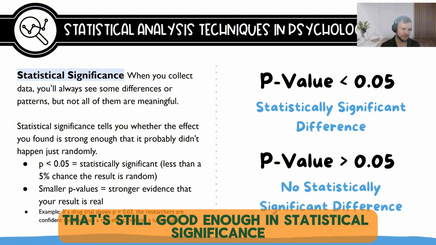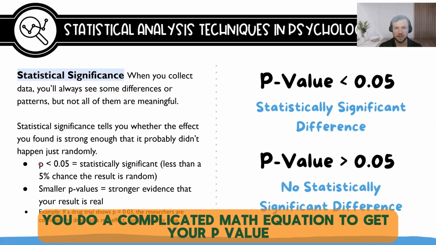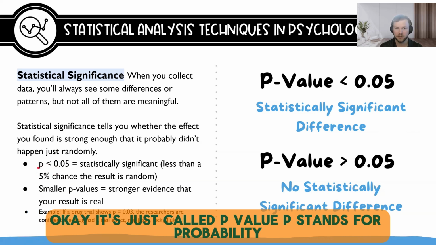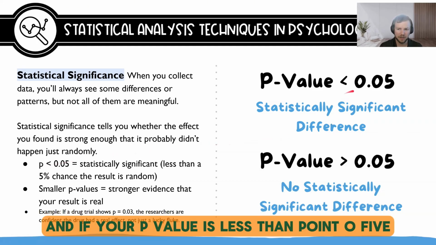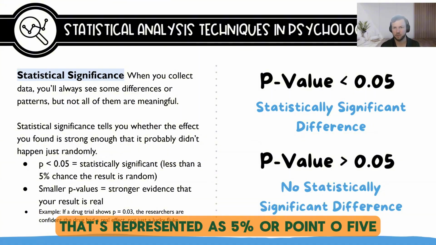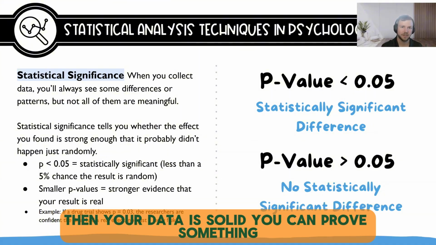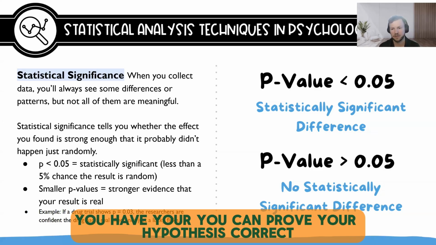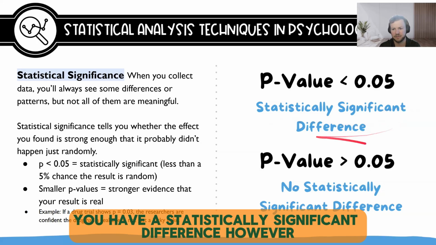That's still good enough. In statistical significance, you do a complicated math equation to get your p-value. Okay, it's just called p-value. P stands for probability. And if your p-value is less than 0.05, that's represented as 5% or 0.05, then your data is solid. You can prove something. You can prove your hypothesis correct. You have a statistically significant difference.